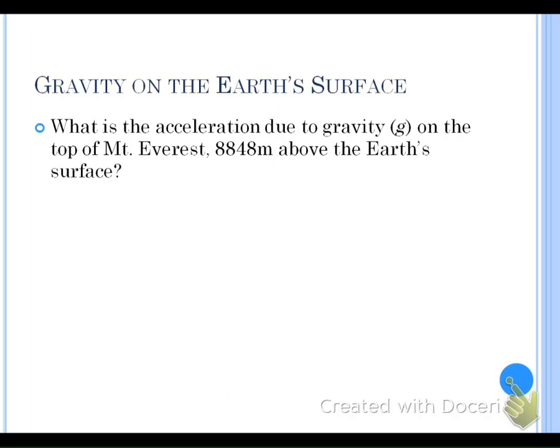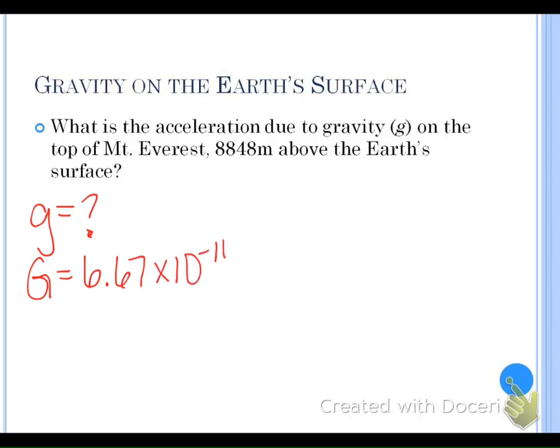Okay, so let's go ahead and find the acceleration due to gravity on Mount Everest. Yep, acceleration due to gravity is little g. We're going to use the equation g equals big G times mass of the Earth over r squared. Okay, so what would be our radius here?